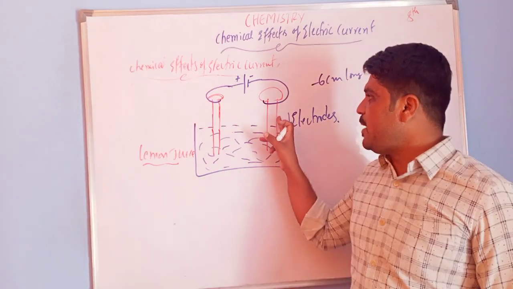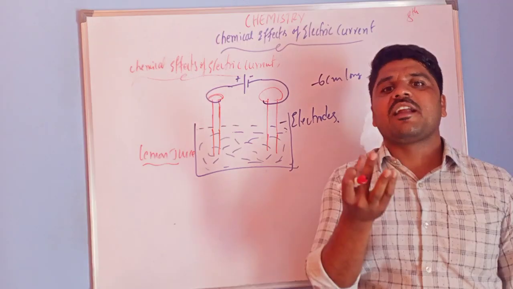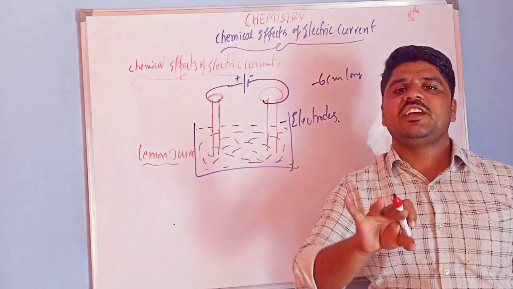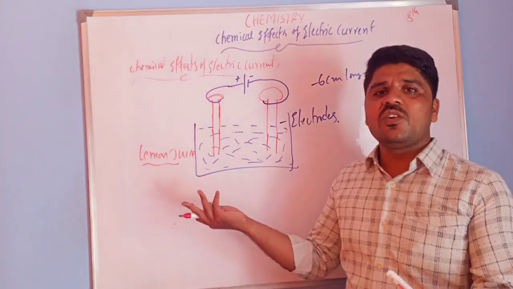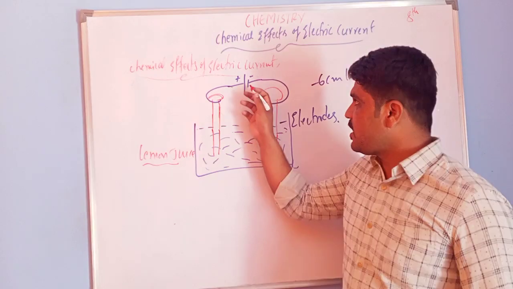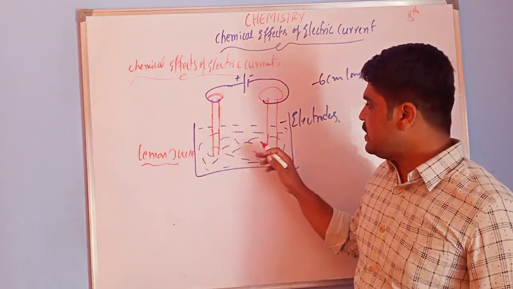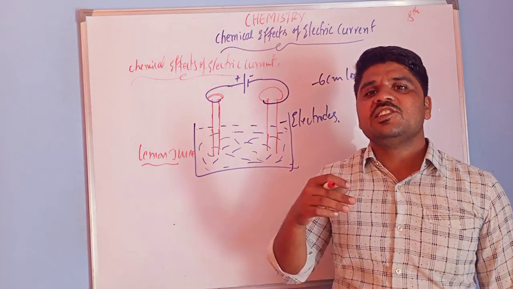In the metal rods, near these electrodes, air bubbles or gas bubbles form. Can we call this a change? Before connection there are no air bubbles, but after connecting with this battery and completing the circuit, air bubbles are formed. So we call this a change.